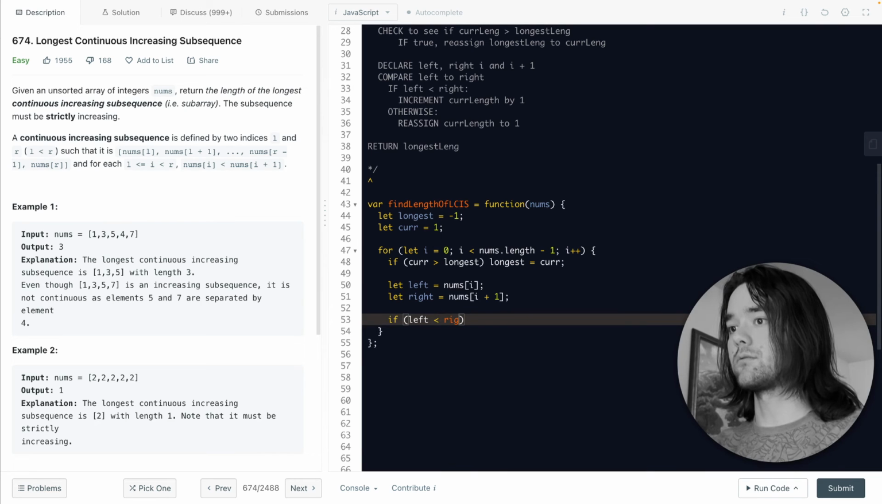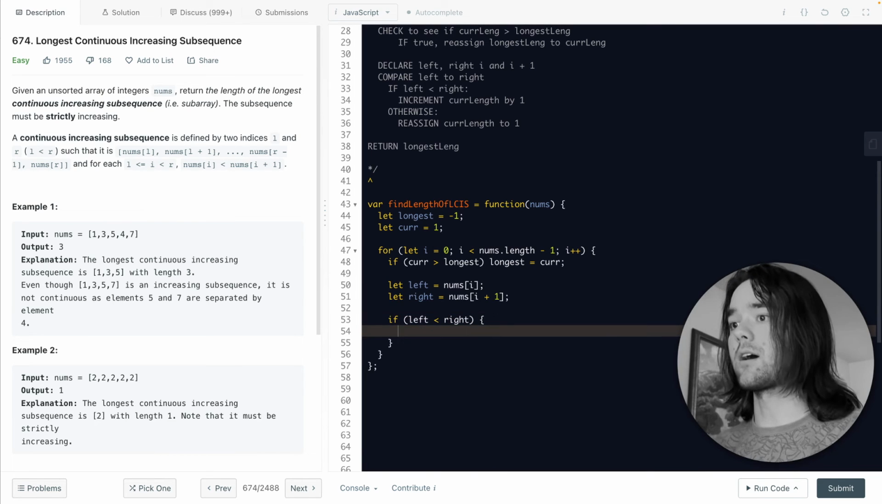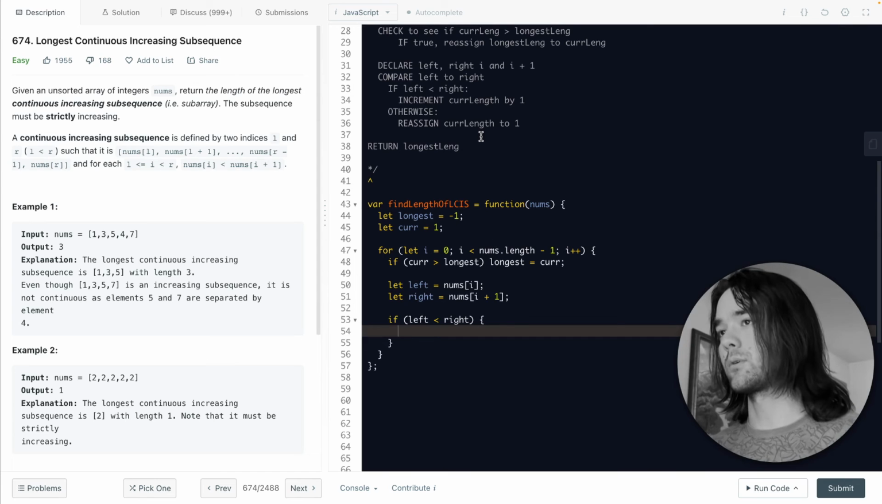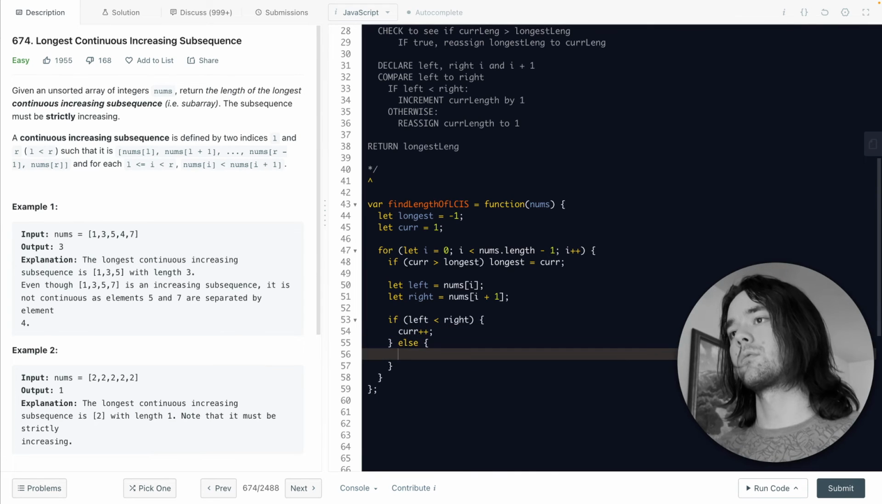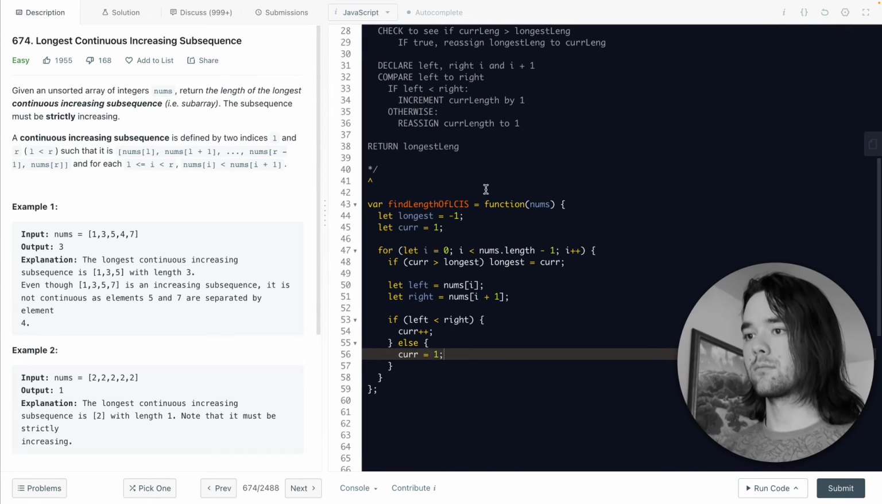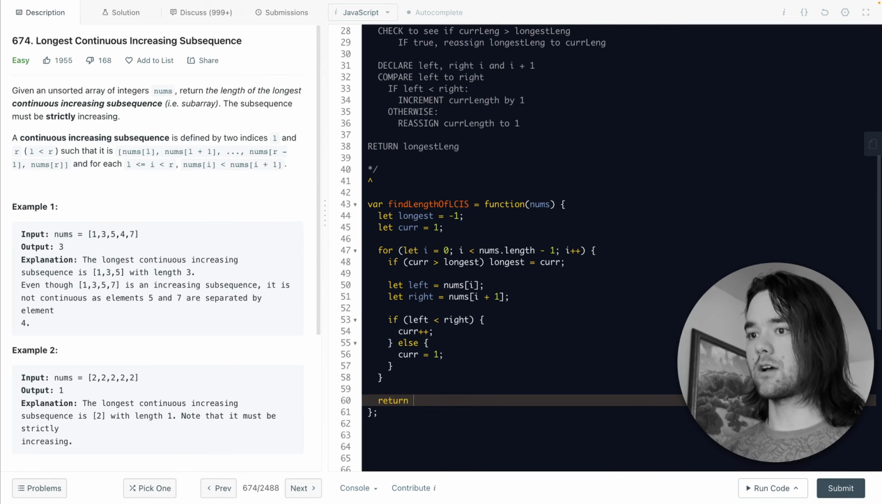If left is less than right, then we know we have that condition met. So we want to increment current length by 1. Otherwise, we want to reassign current length to 1. Okay? And then we want to return out longest.